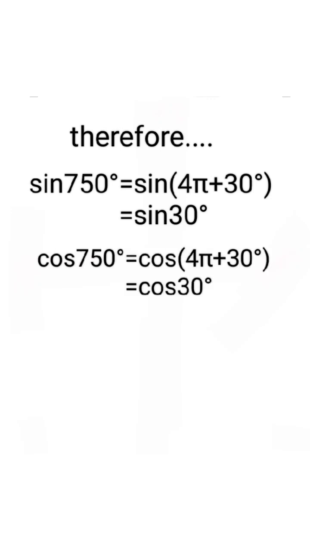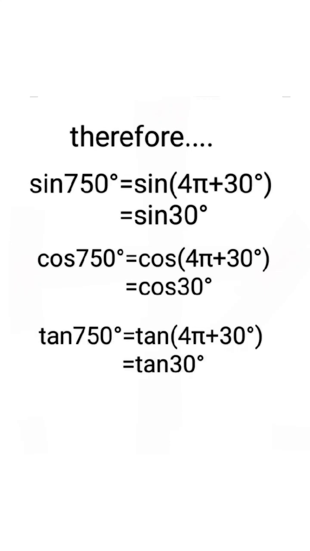Therefore, sin 750 degree equals sin 4 pi plus 30 degree equals sin 30 degree, and cos 750 degree equals cos 4 pi plus 30 degree equals cos 30 degree. Tan 750 degree equals tan 4 pi plus 30 degree equals tan 30 degree.